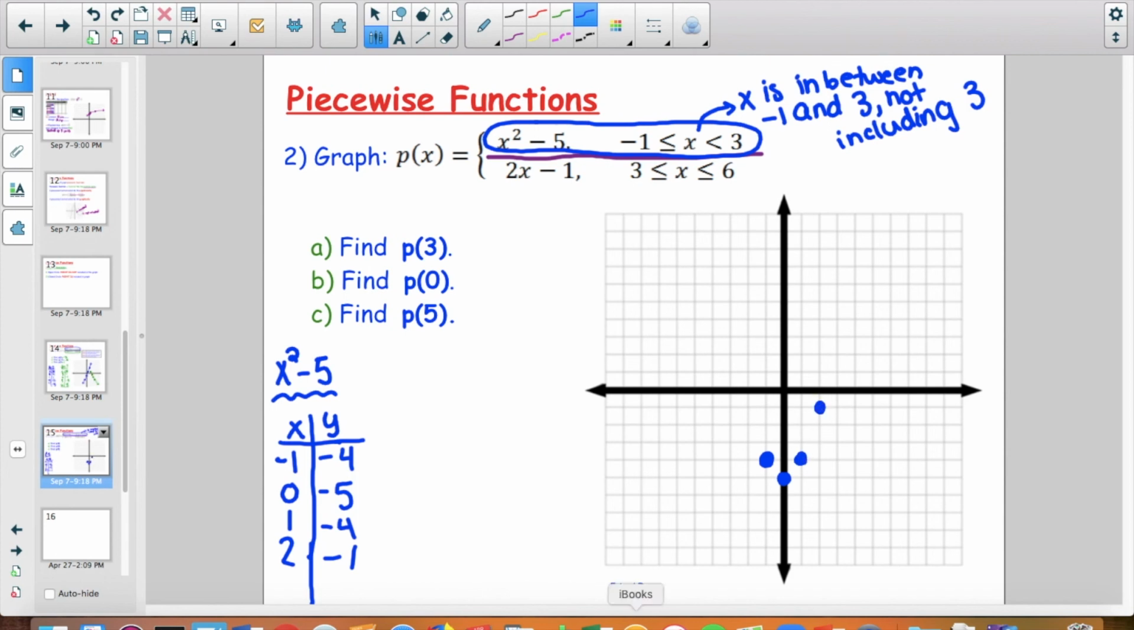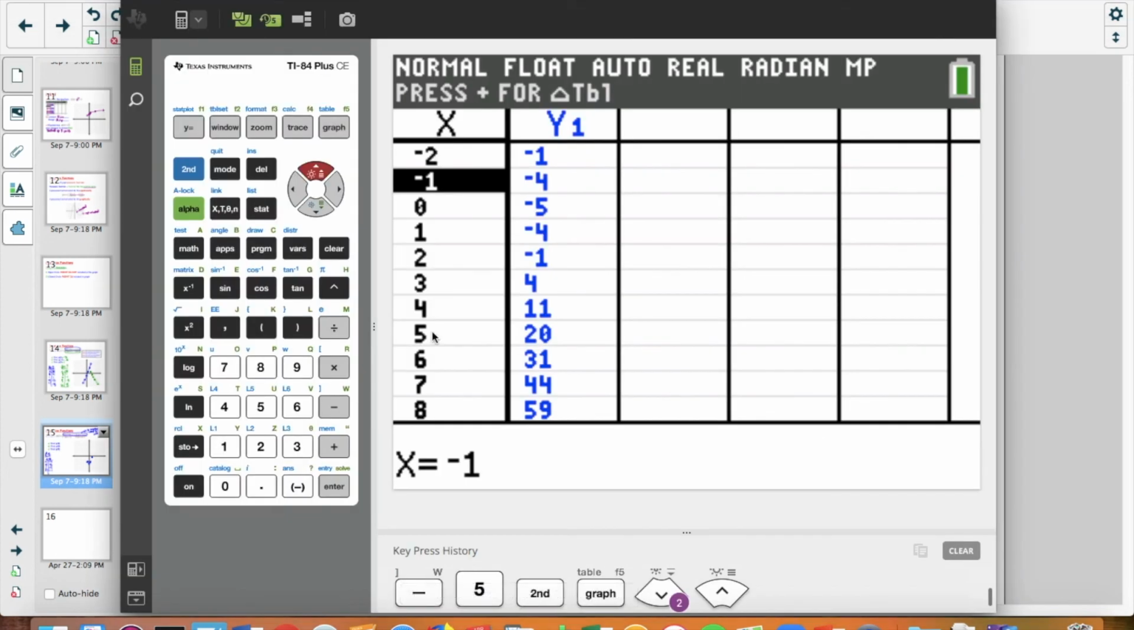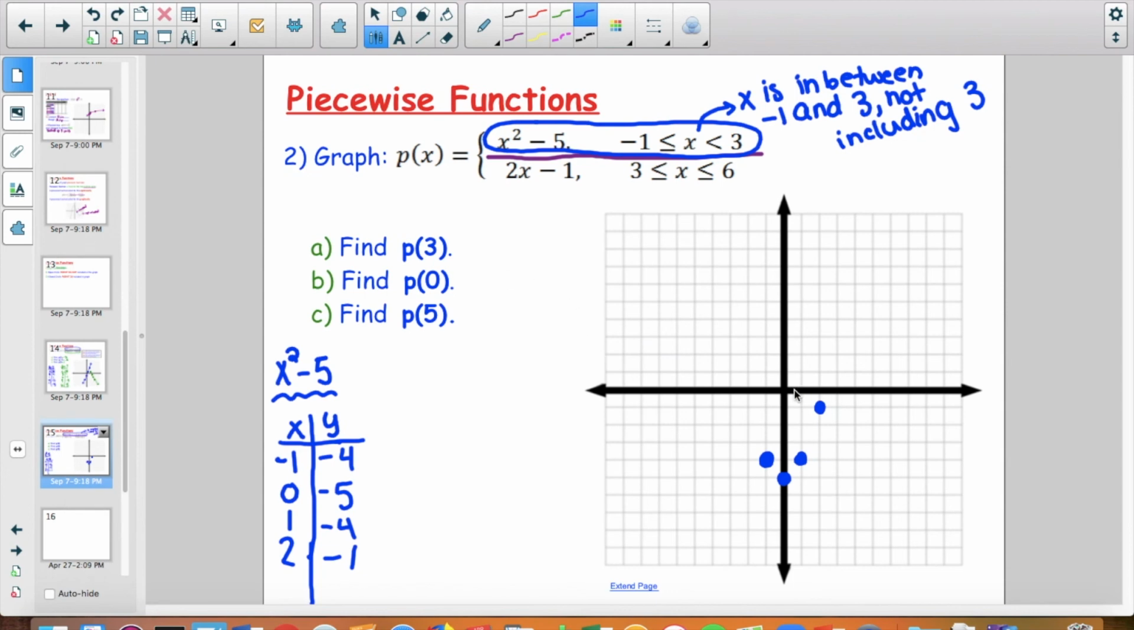Now we're not including 3, but we still need to make it an open circle at 3, 4. So we have 1, 2, 3, 1, 2, 3, 4. Open circle. I don't include it in my chart because it needs to be an open circle. Now I connect it. I'm not putting any arrows on my graph because x is only between these 2 points. It can't be any other value. So now the blue graph is done.